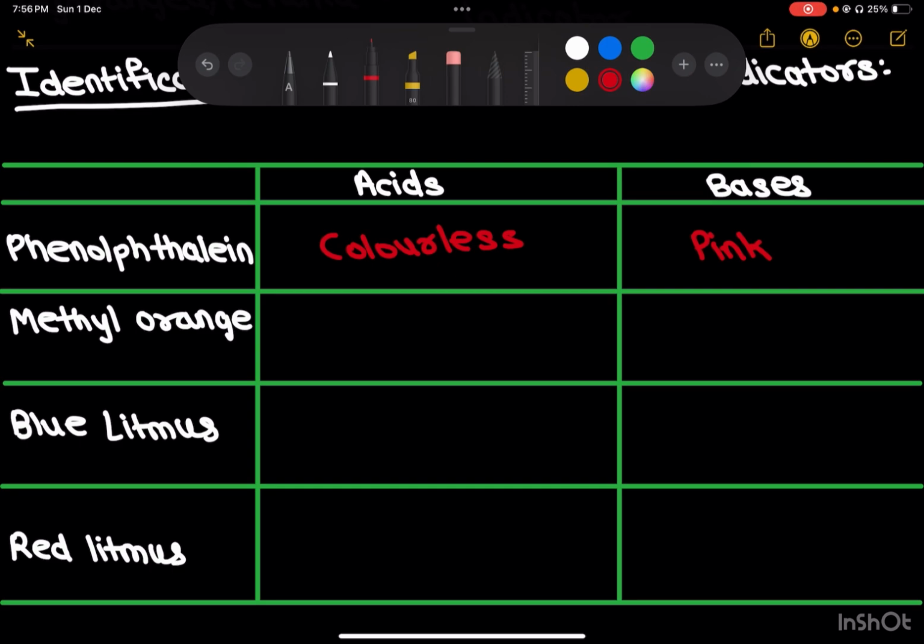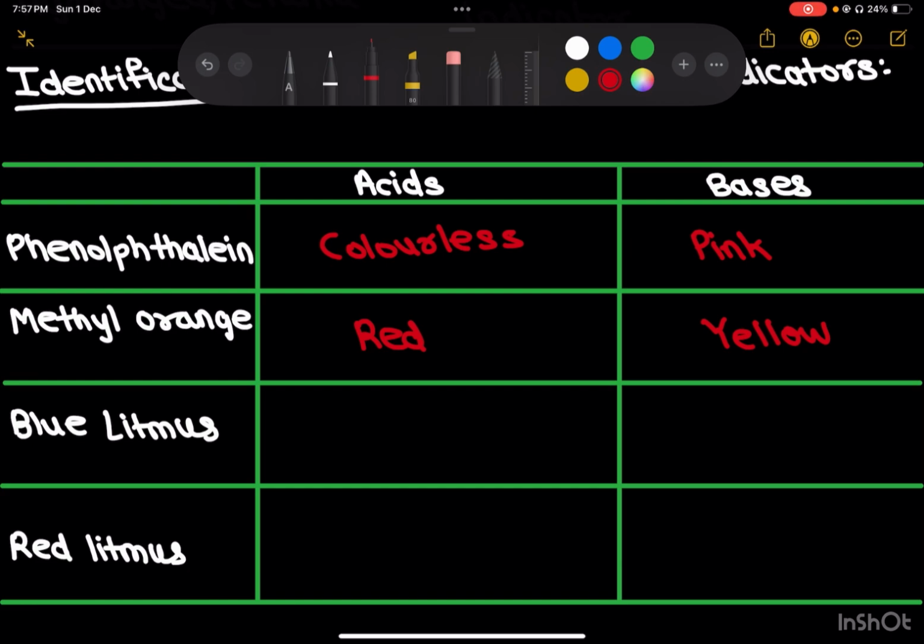Methyl orange is basically orange in color. In acids, it changes to red, and in bases, it changes to yellow. The orange color changes to yellow. Okay, methyl orange. Now moving on to blue litmus.